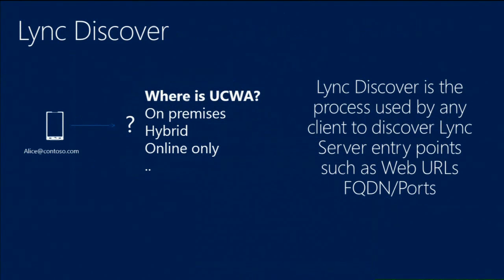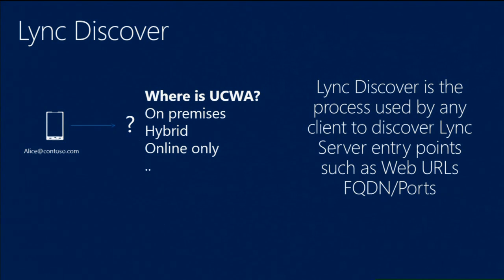So the big mystery behind Lync Discover, why do we need Lync Discover? We need to find out where all of our information is. So we need to find out where UCWA resides. We need to find out where any of our Lync components reside. So instead of adding additional DNS records, we've decided to go the Exchange way. They've used Auto-Discover for a while now. It's been very successful for them. So we're using the Lync Discover URL as well.